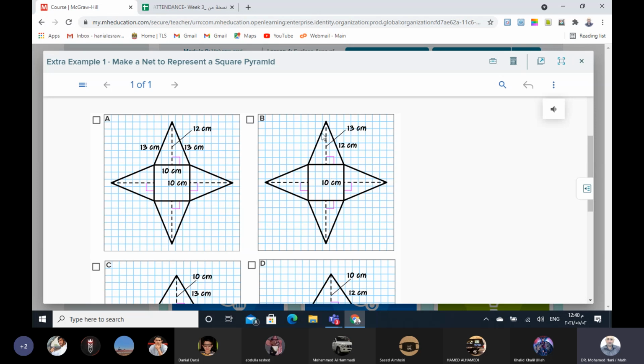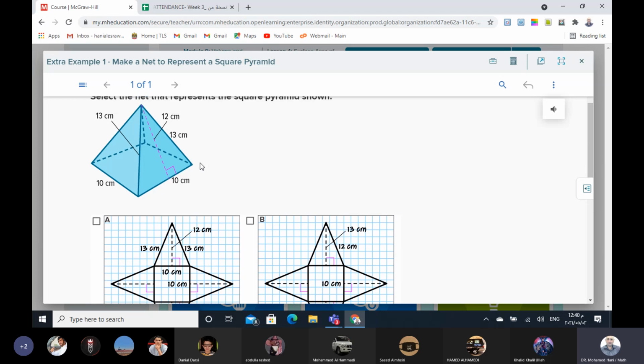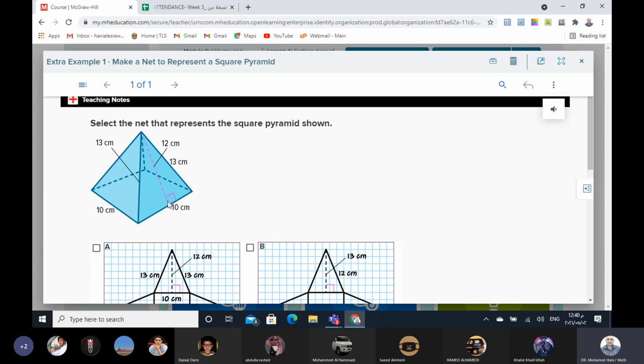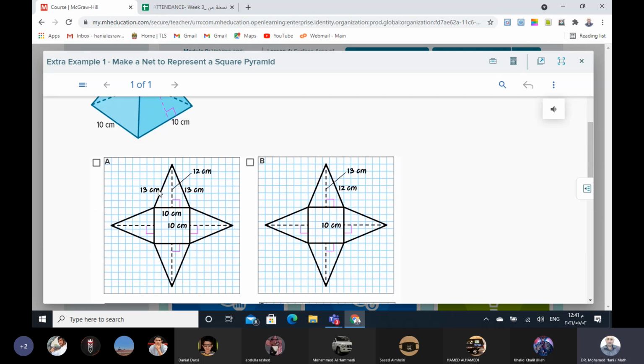As you see here, the slanted 13, but here the slanted 12. Go back to the pyramid. As you see, the slanted here will be 12. The slanted will be 12. So this is the right one. This is wrong. So we can choose A.